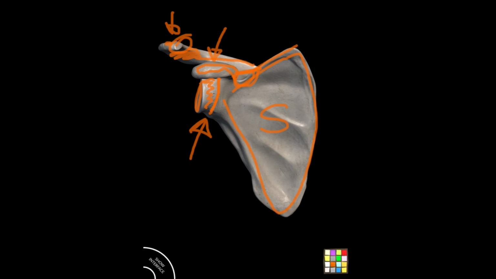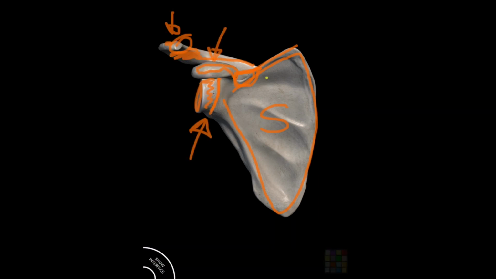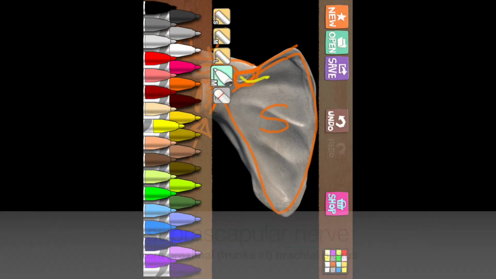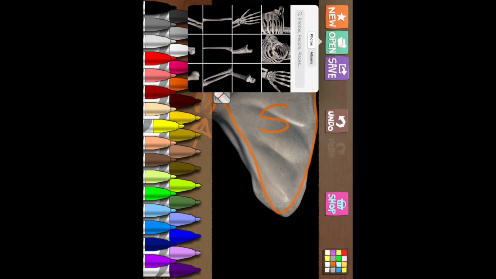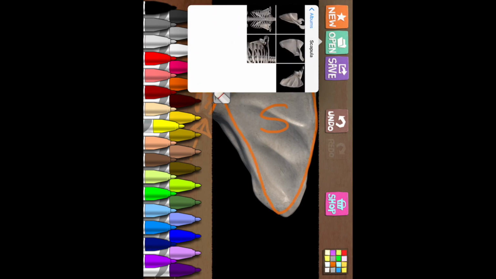And through the suprascapular foramen travels a nerve from anterior to posterior, so from the subscapular surface to the supraspinous fossa, the nerve travels. And that's the suprascapular nerve, an important nerve, a nerve of the proximal brachial plexus. We'll just explore that nerve a little more by considering a third view of the scapula.